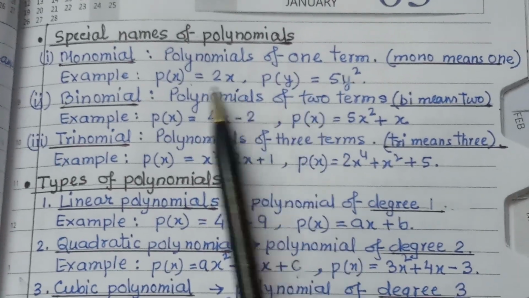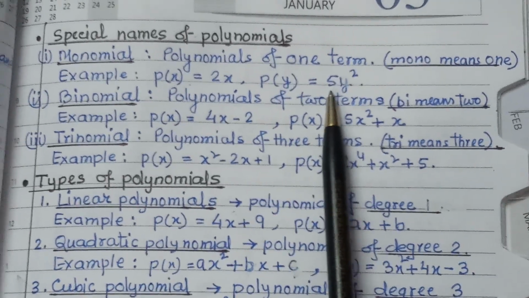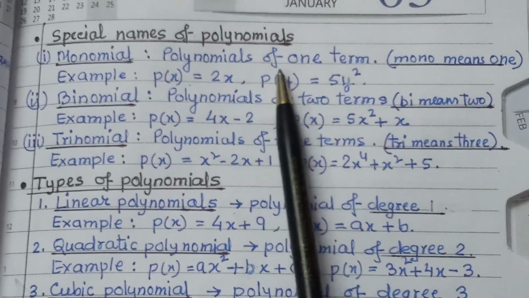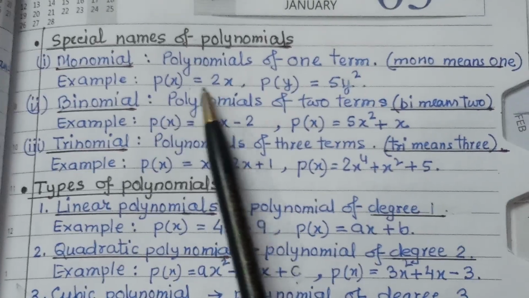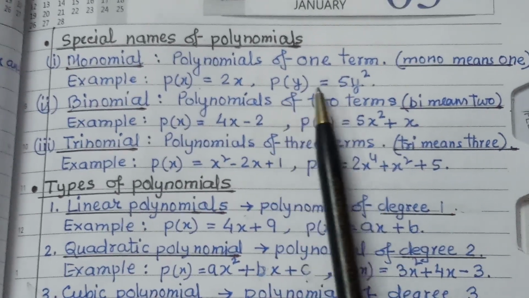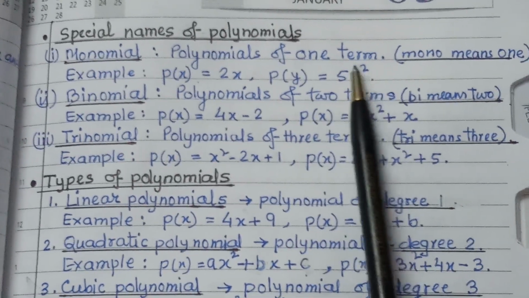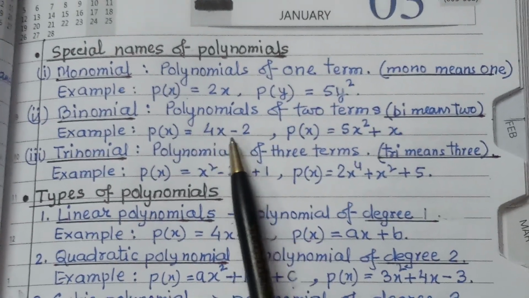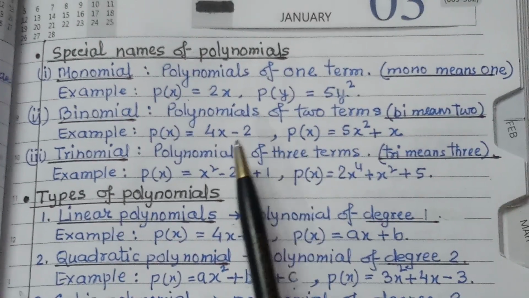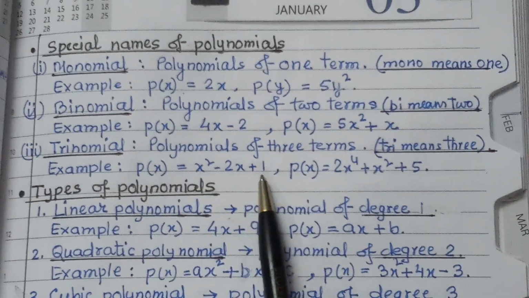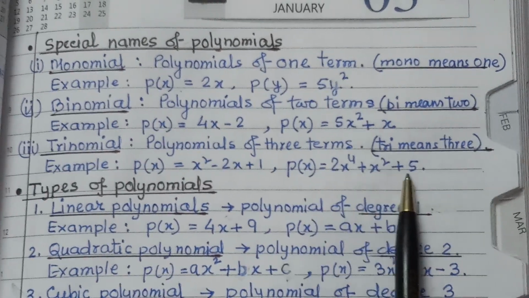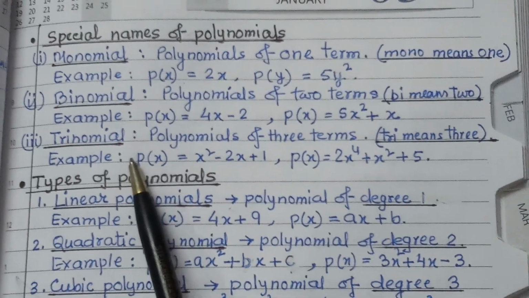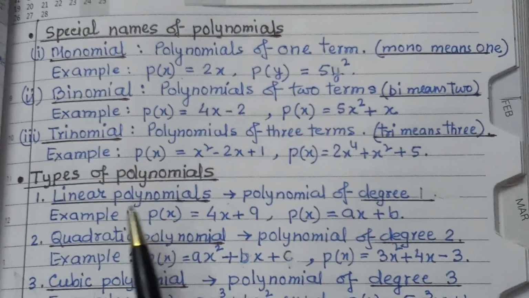Special names of polynomials. If the number of terms is 1, it is called a monomial. Mono means 1. So a polynomial of 1 term is called a monomial, for example p(x) equal to x or p(y) equal to 5y square. It is a single term. If there are 2 terms, like 4x minus 1, it is a binomial. If there are 3 terms, it is called a trinomial. So there are monomial, binomial and trinomial.